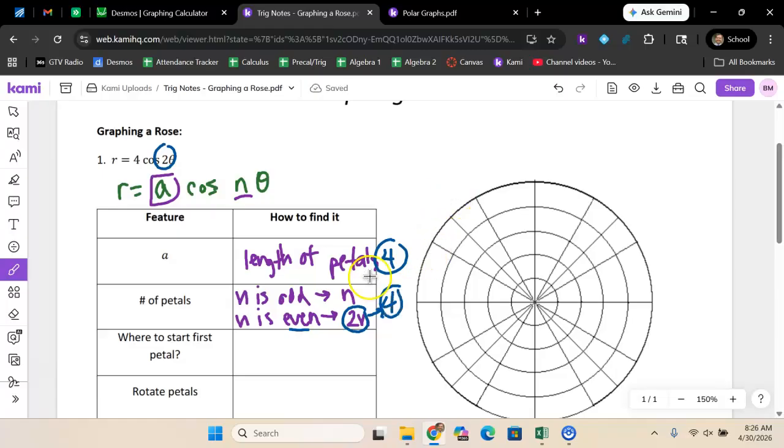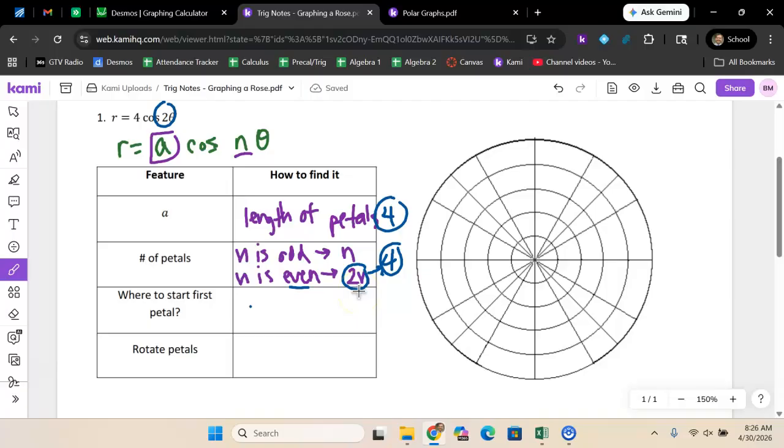Where do I start the first petal? If it's cosine, you start the first petal at 0 degrees. Easy as that. And then for our rotation, we want to think about taking the 360 degrees of the circle and dividing by the number of petals. So in this case, we're going to take 360 and divide by 4 because we have 4 petals, which means we're going to have a petal every 90 degrees.